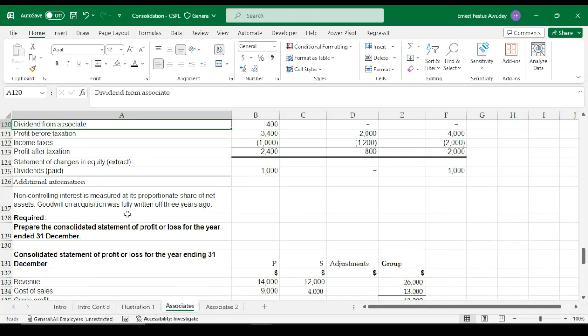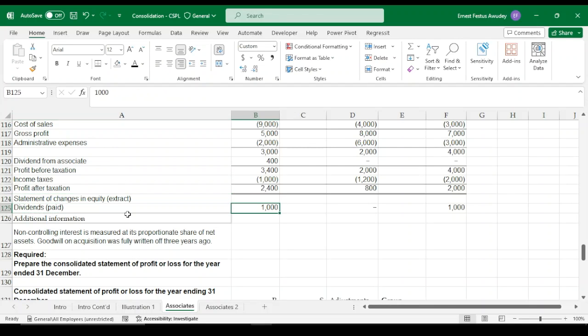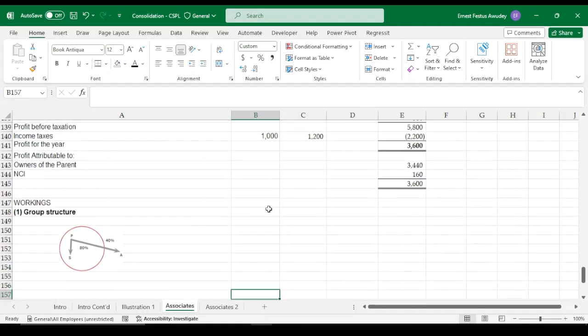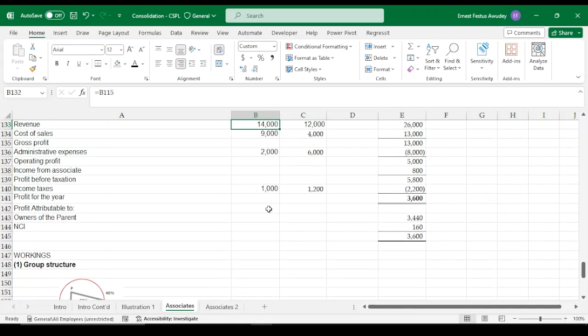Now in the question we have a statement of changes in equity. This is not significant as the item relates to the parent only, so we are just going to pick the parent's figure here only. That's as simple as that. The group structure is right there for your perusal.